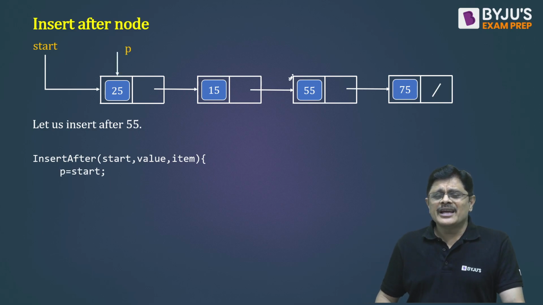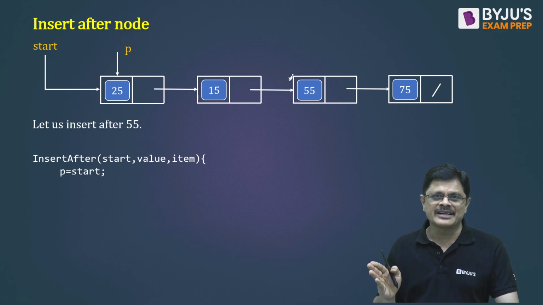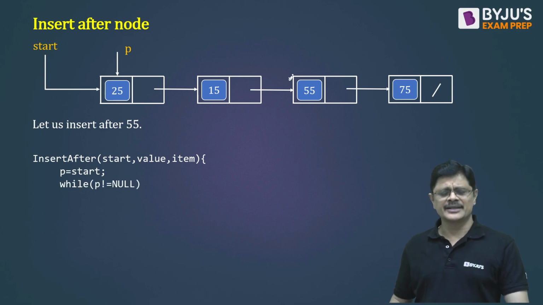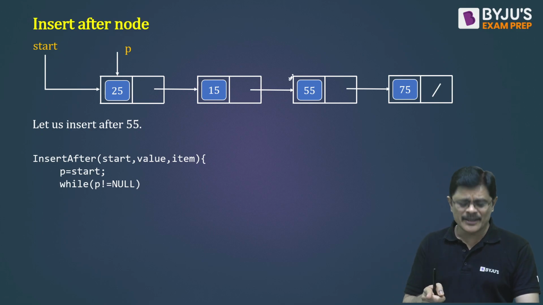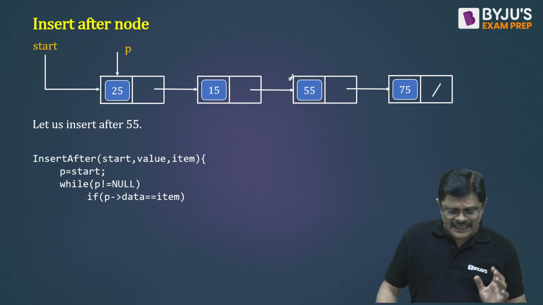So P is a new pointer which points to start. What we need to do is, as long as P data is not equal to item, you have to move P, my dear friends. Am I clear? Of course, you can continue as long as P is not null, and anywhere, if P data is equal to item.